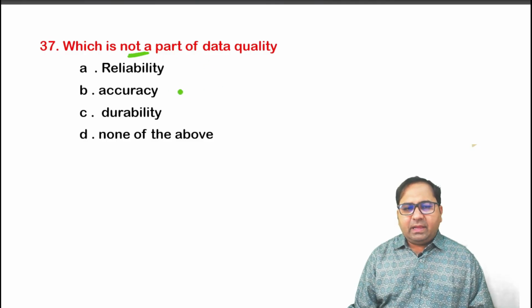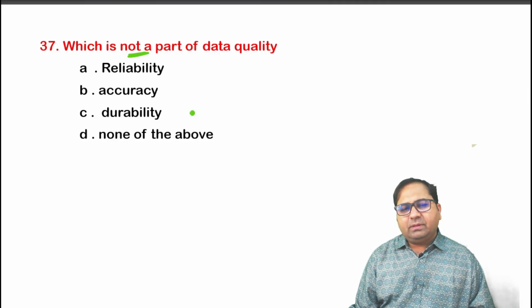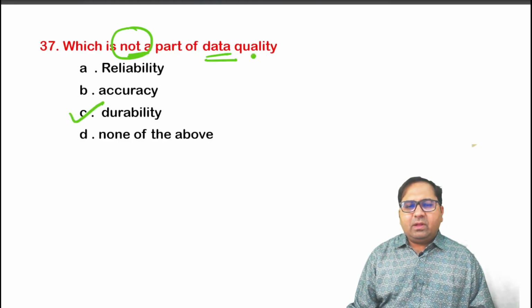The options are A, reliability, B, accuracy, C, durability, or D, none of the above. Once again, it is very simple. Which is not a part of data quality? Durability is not a part of data quality.